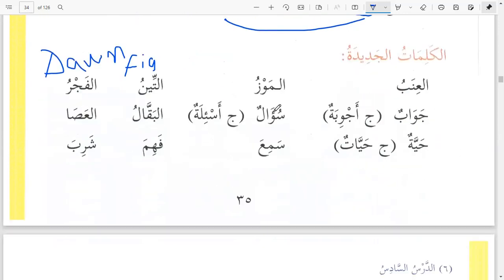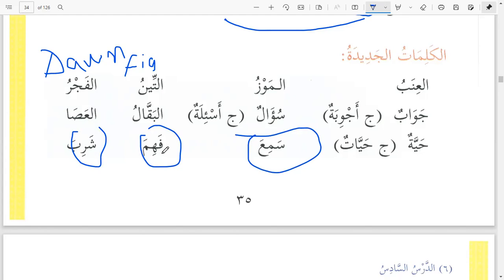Jawabun, answer. Sualun, question. Al-baqalu, grocer. Al-asa, the stick. Hayyatun, snake. And this is plural of hayyatun. Samiya, he listened. Fahima, he understood. Shariba, he drank. So this is past tense. Fahima, Shariba, Samiya. He heard, he understood, he drank.